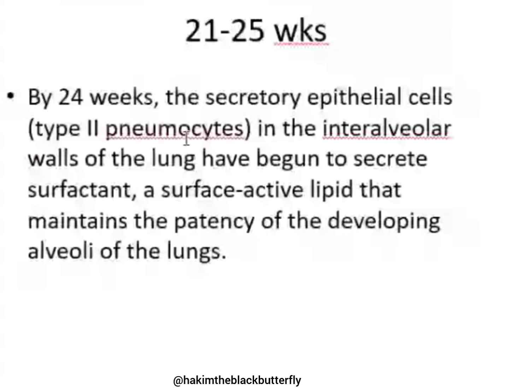But we have seen that the type 2 pneumocytes begin secreting surfactant as early as 24 weeks. Yes, this surfactant may not be sufficient, but this is when it begins to be produced, such that by birth, it is sufficient enough to keep your lungs open so that the newborn can breathe. So the beginning of the production of surfactant is as early as 24 weeks, between week 21 to week 25. And it's a very, very important event.